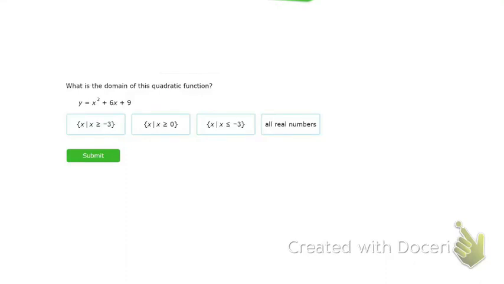Domain and range. But this time we don't have a graph. We have a defined function. It's written out for us right here. This question is asking for the domain. And so how do we find that?